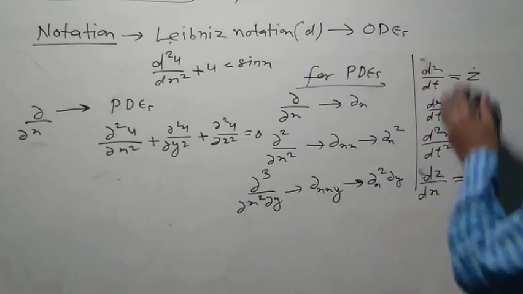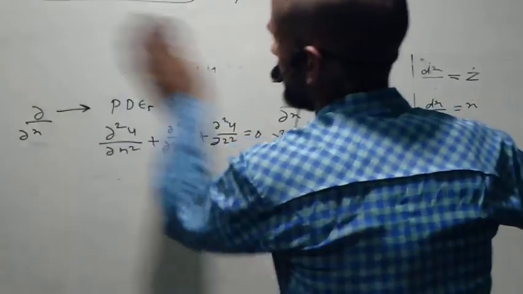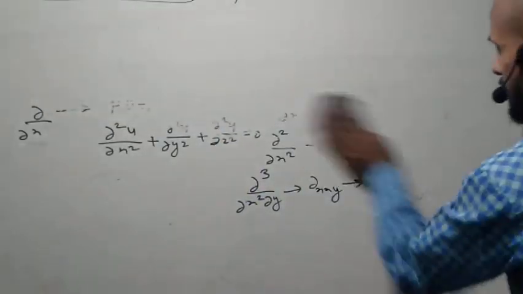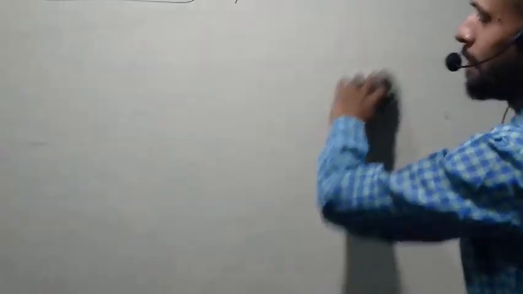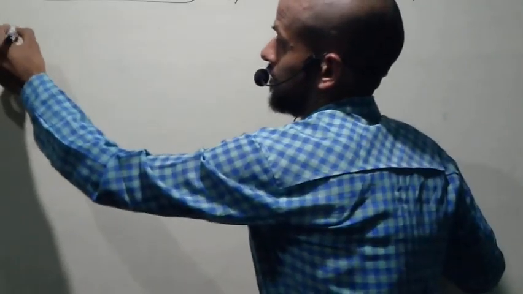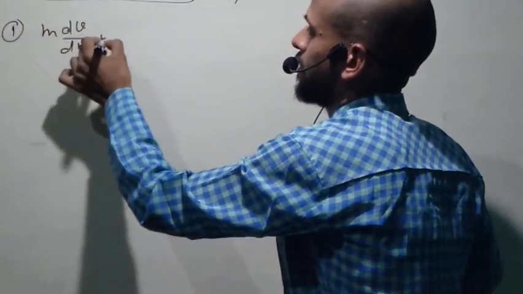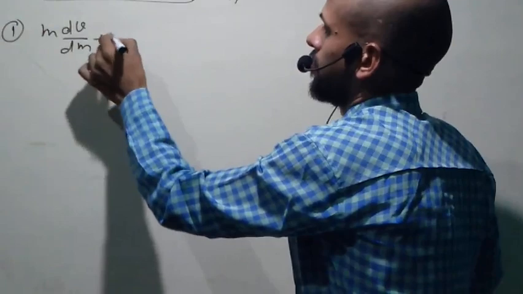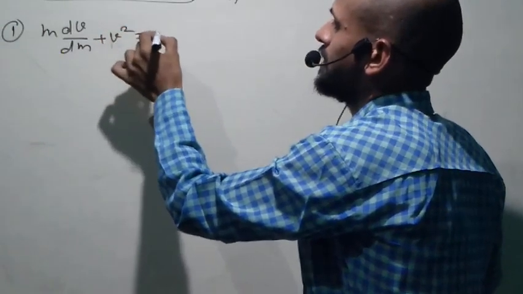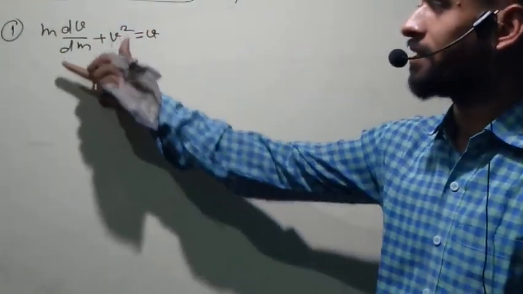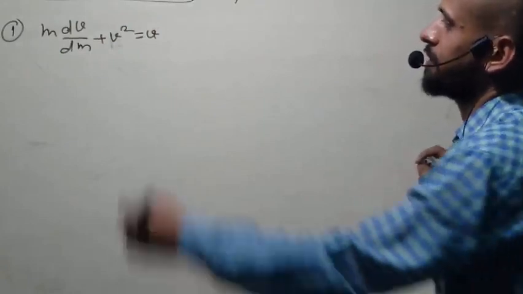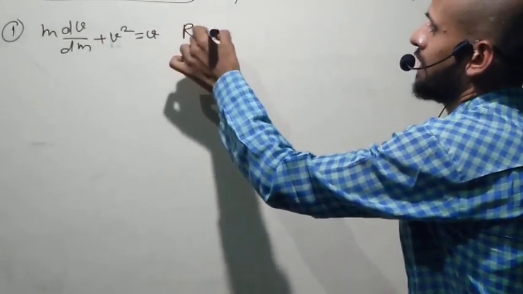Now we see here some differential equations that appear in physics. That is m dv by dm plus v square is equal to v. This is a differential equation. This appears in rocket flight.